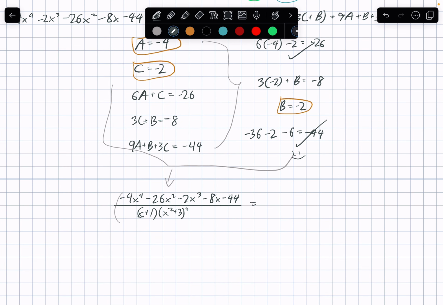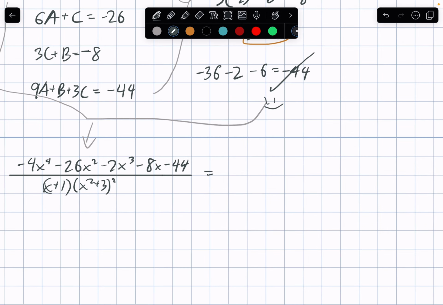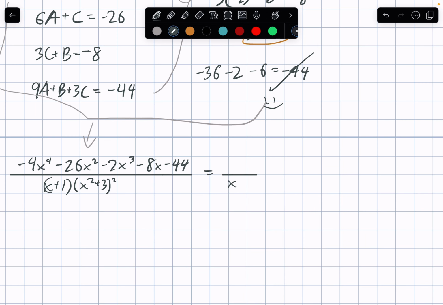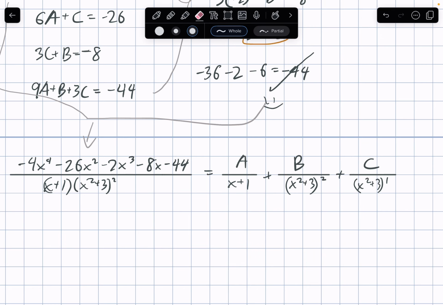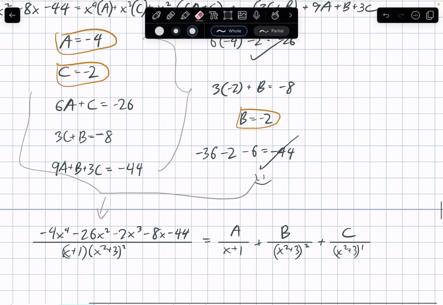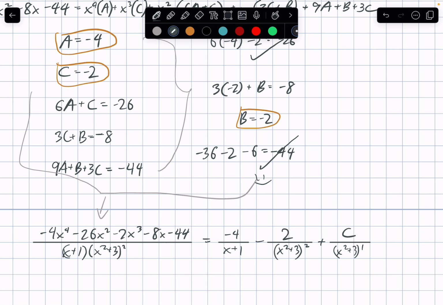Okay, again, x plus 1 is a, and then x raised to 2 plus 3. Highest degree is 2. That will be for B. And then the lowest degree, that will be for C. A is what? Negative 4. B is negative 2. C is also negative 2.